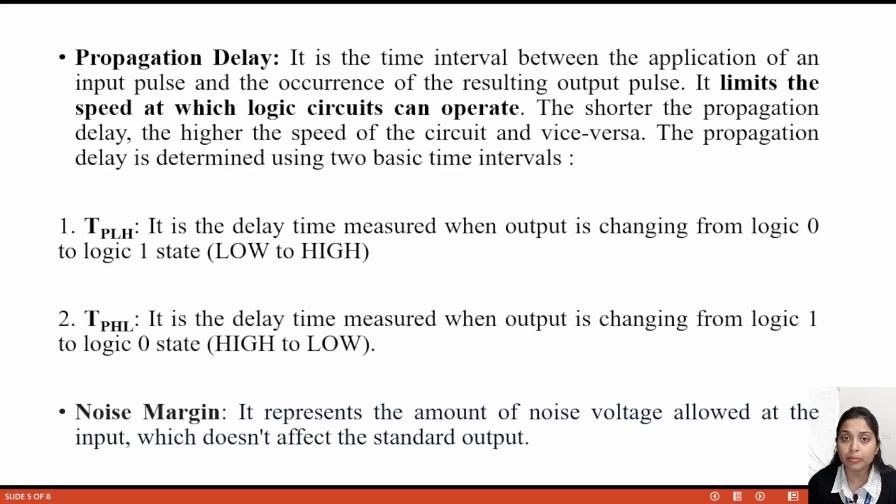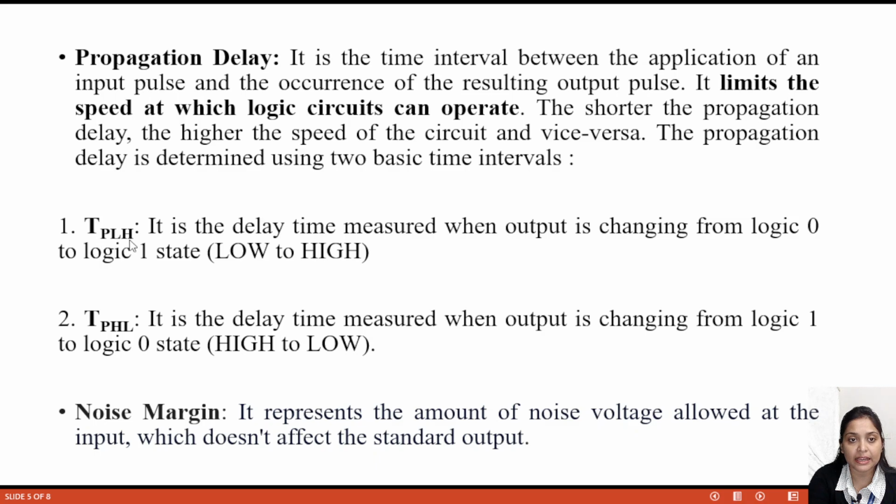Now coming to the next characteristic, this is called propagation delay, which is very important for any circuit. It is the time interval between the application of input and the occurrence of the output. It defines the speed of the circuit. The shorter the propagation delay, the speedier the circuit. If the propagation delay is large, then you have to understand that the circuit is very slow.